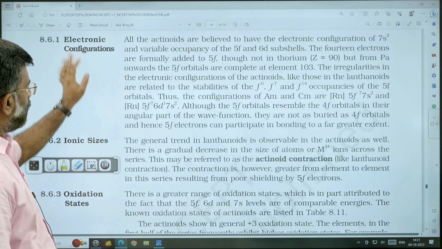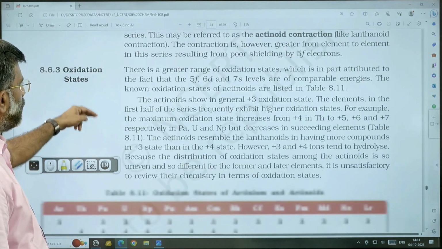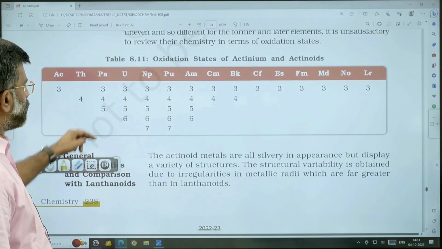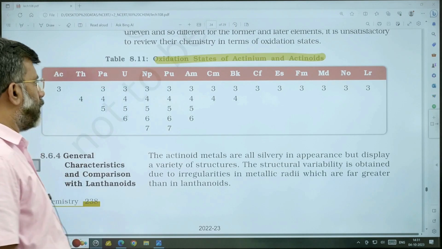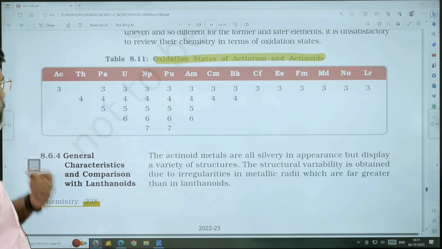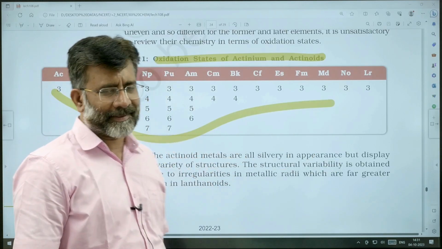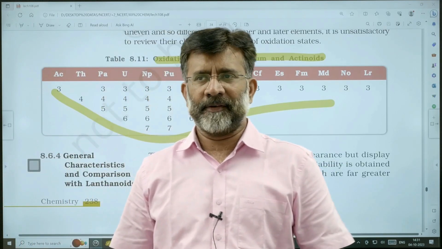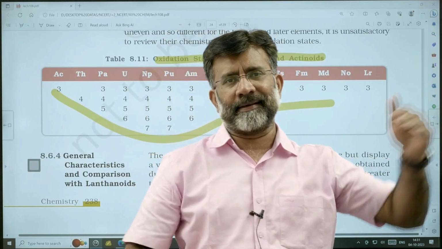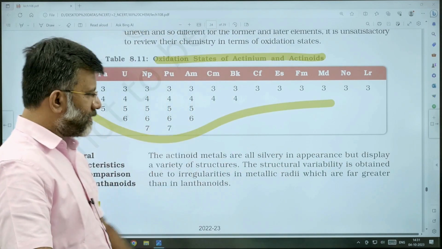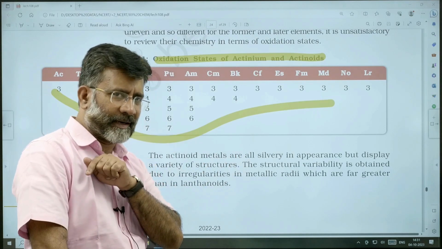Electronic configuration already we have seen. Ionic size, actinoid contraction, already we have seen. A very important point is oxidation state. Look at the oxidation state of actinoids. Isn't it quite similar to what you find in the transition elements, 3d series? The variability in oxidation state increases, comes to a maximum, and then decreases, right? Somewhat similar to the earlier table seen for transition elements, isn't it?